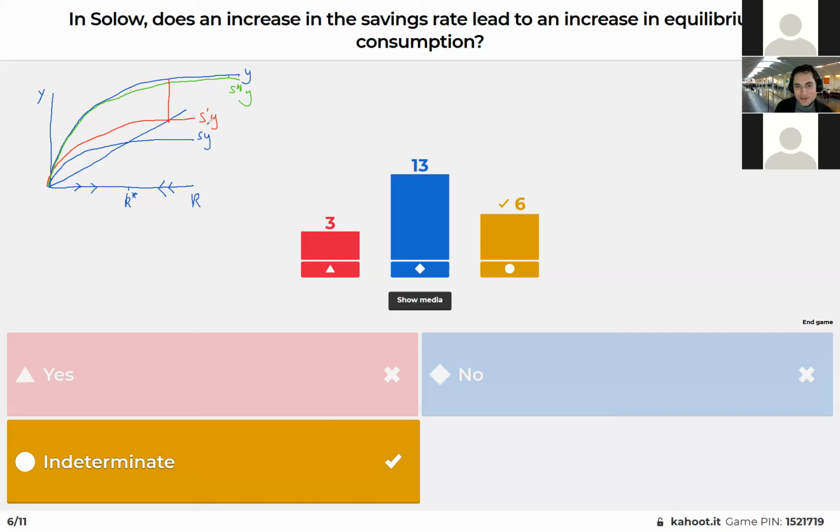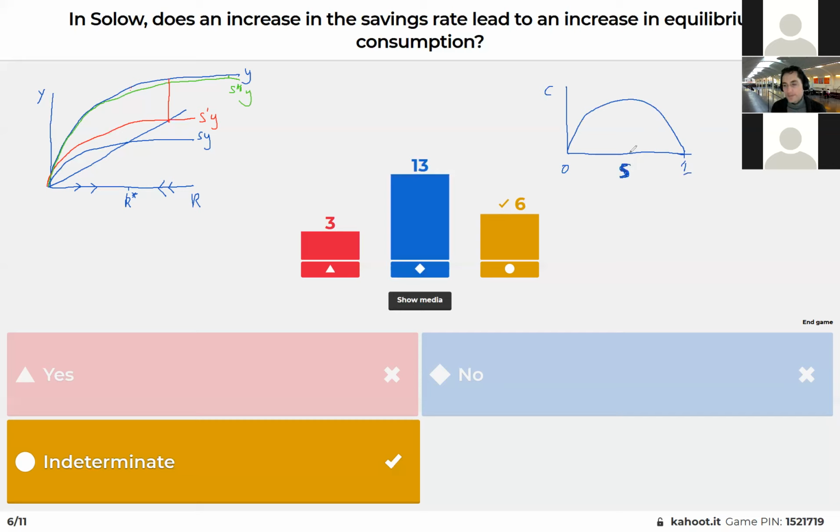But now I've got too many lines here, so I'm just going to draw a new graph. Start with blue. We could draw consumption here as a function of the savings rate. It goes up to one, starts at zero. It's going to look something like this. Okay, this looks like delta. This is supposed to be an S.